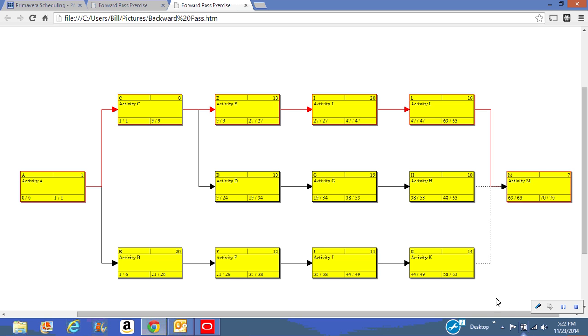Working across the bottom, we know that the late start for activity M is day 63, which makes it the late finish for activity K. But the early finish for activity K, when we did the forward pass, was day 58. The difference between those two numbers, 5 days. 5 days of float. We work backwards to activity J. J can finish on day 49 because that's what we calculated as the late start for K. The early finish was day 44. Again, the difference is 5.